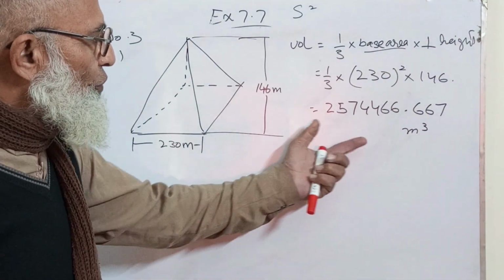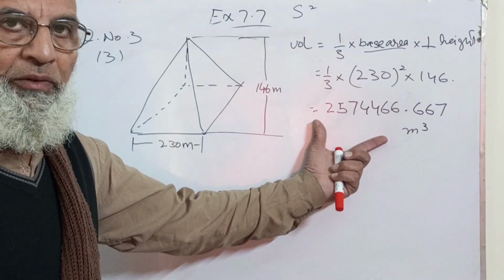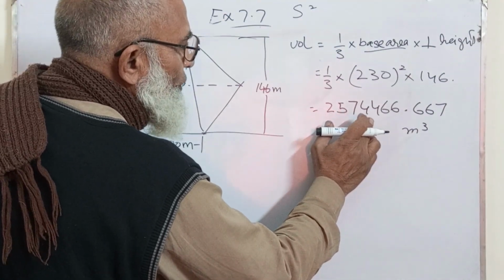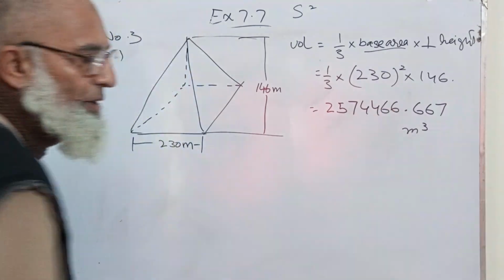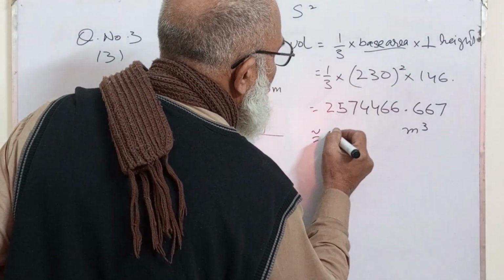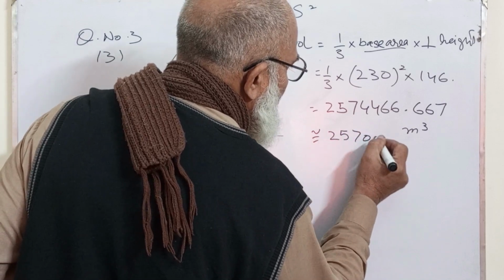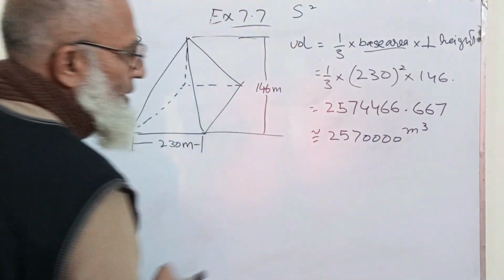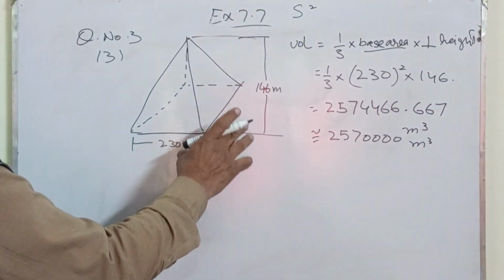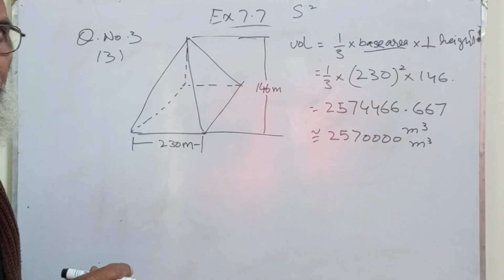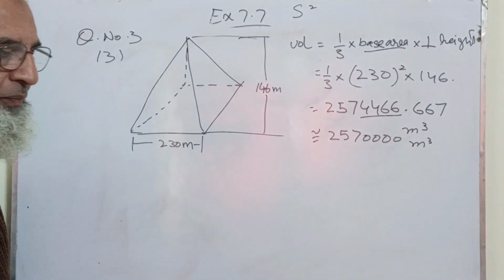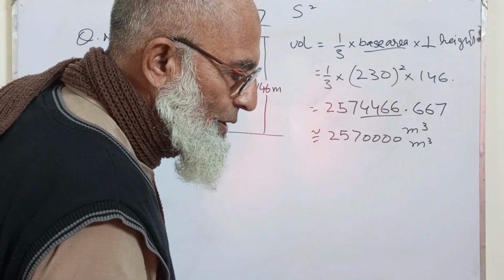Now, if you want to find it in significant figures, it is 2,574,000, and you can change it to 500. The answer is correct. In your book, the answer is given this way. This is the answer given in the book. It is also correct, because for such a huge volume this doesn't make a difference. Now question number 4.